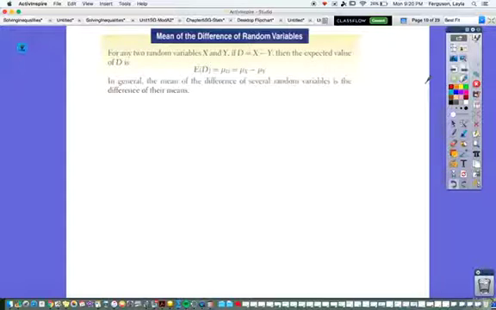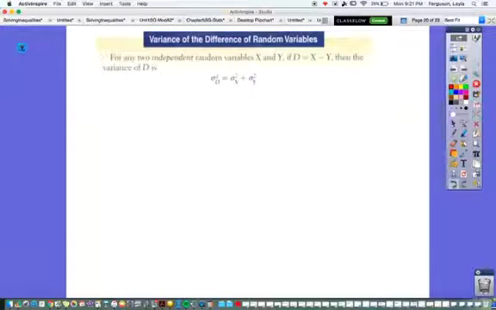The mean of the difference of random variables. For any two random variables x and y, if d equals x minus y, then the expected value of d is the mean of d, which is the mean of x minus the mean of y. In general, the mean of the differences of several random variables is the difference of their means. Variance of the difference of random variables. For two independent random variables x and y, if d equals x minus y, then the variance of d is the variance of x plus the variance of y.